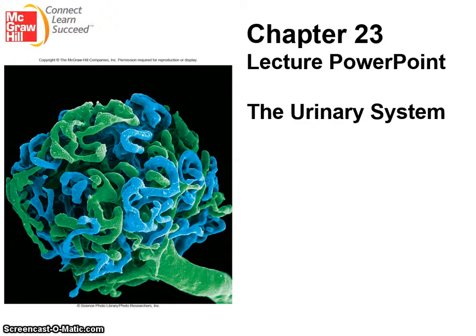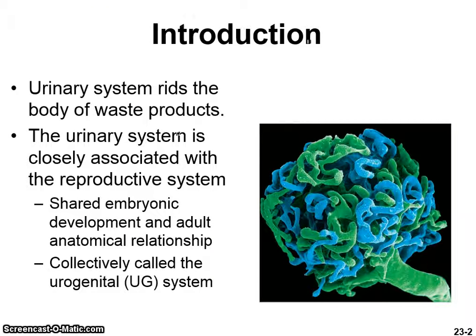Chapter 23, The Urinary System. Introduction. The urinary system relates to the body's waste products, usually metabolic wastes of the body, extra hormones, sugar, or any other things in the body that are in excess.